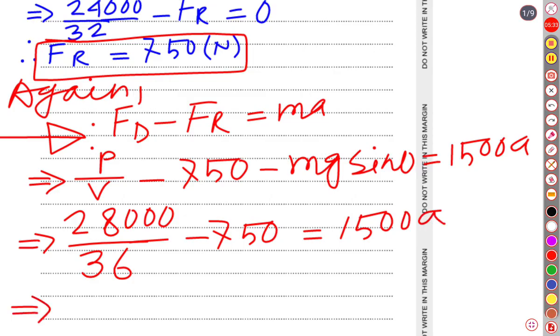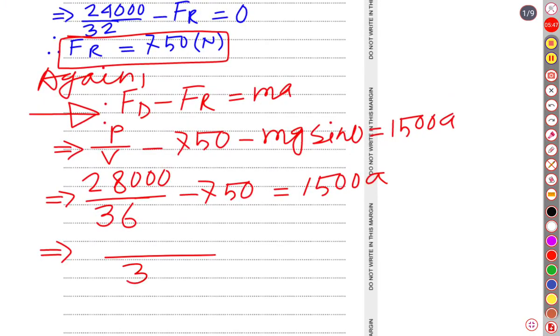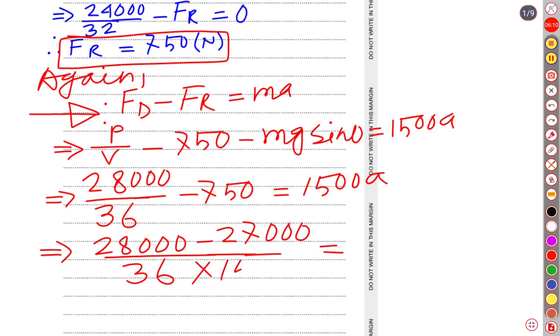If we divide 28,000 by 36, let's not divide this. Let us simplify. 36 is the denominator. If we multiply both of the quantities by 36, it is going to be 28,000 minus 750 into 36, which is 27,000, equal to 1500 into A, or 1500 can be transposed to the other side.